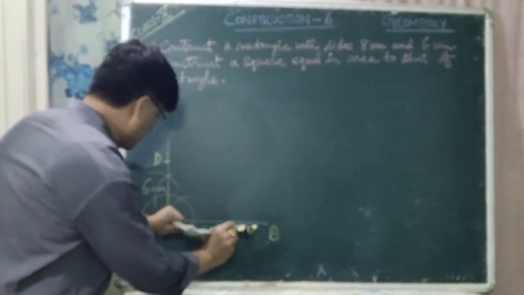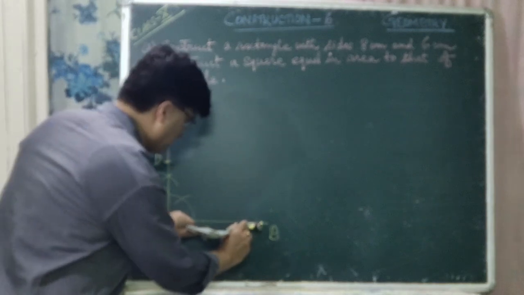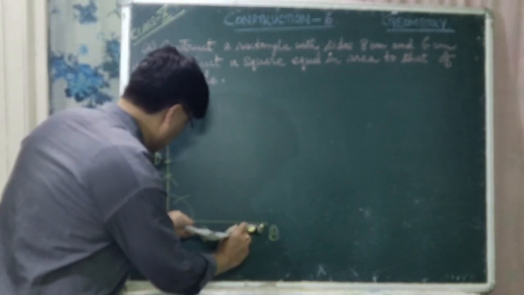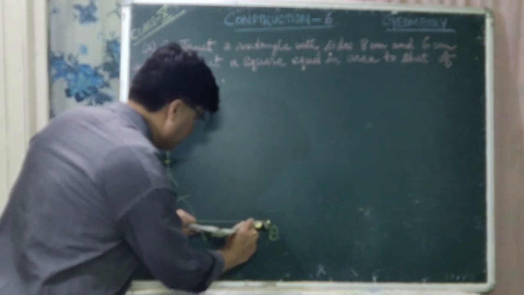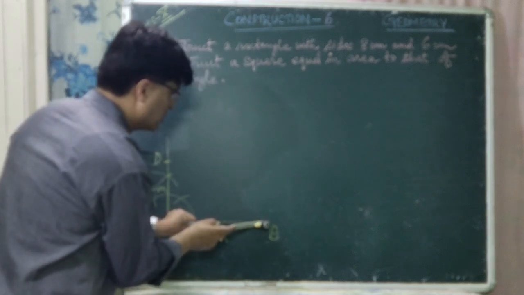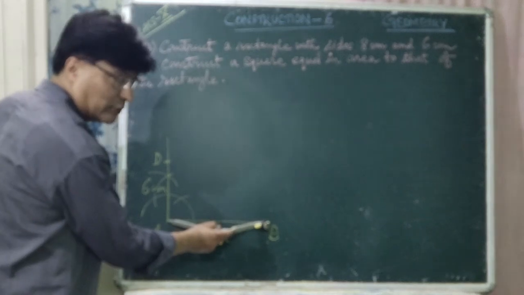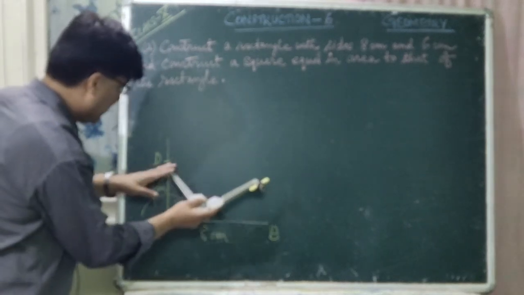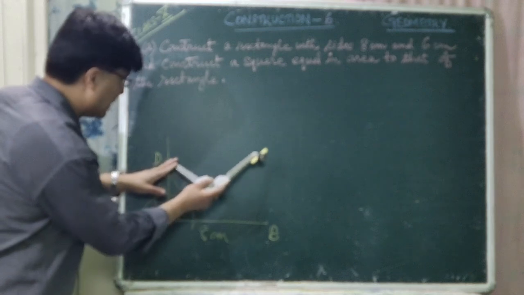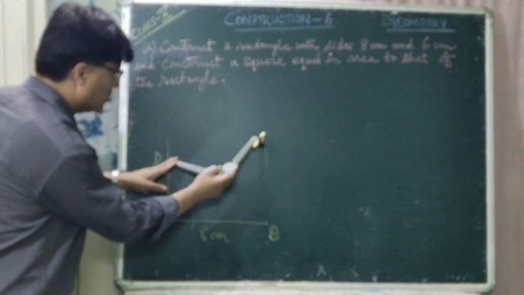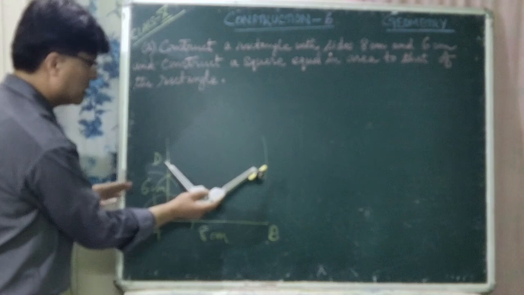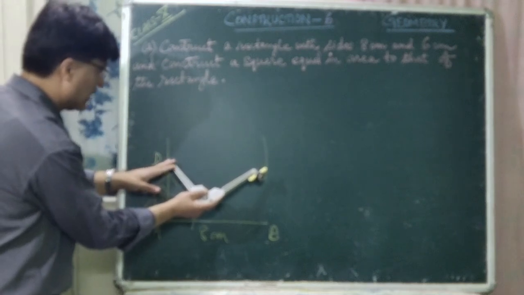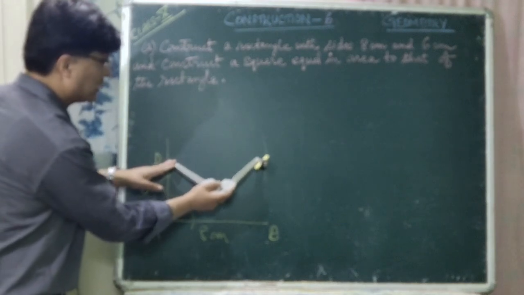Measure the length AB first. Measure the length AB with the help of the compass. So actually this is an arc. Is that clear? So AB is measured with the help of compass. That is, AB is 8 centimeter. Keep the pointed needle at the point D and draw an arc out here. Is that clear?